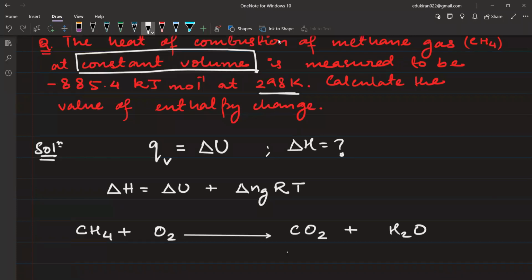So here, how many hydrogens do you have? There will be 2 H2O molecules because we have 4 hydrogens, and this will be 2O2. Is that correct? Yes or no? Please tell me, guys. Look at the balancing.